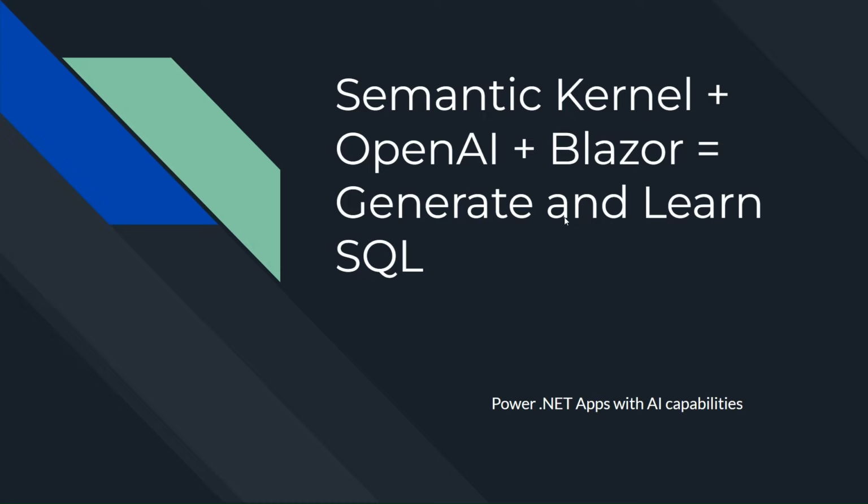Until now, we created console applications. Those are good, but if you want to integrate into your existing .NET web application, then this is an example where you can integrate the NuGet packages for semantic kernel, write some code, and create the SQL queries. So let's get started and jump into the code.